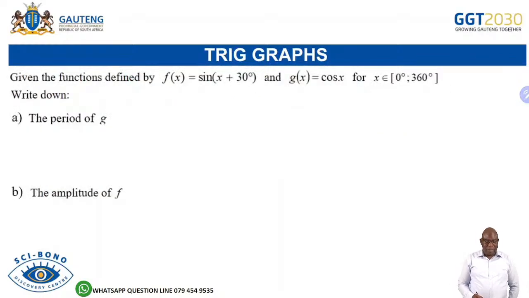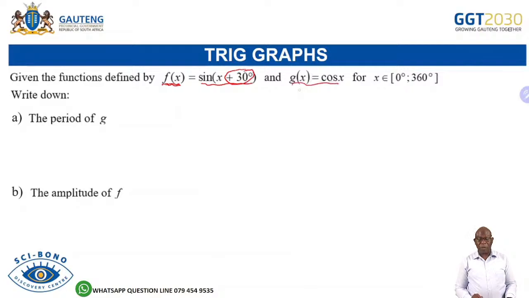Now here are the questions which you need to answer, and that's what I was explaining here. If you look at these two, you are given the two graphs. f of x, the function of x, equals the sine of x plus 30 degrees. So the plus 30 degrees means that we have shifted our graph 30 units to the left. In other words, the original graph has moved 30 units to the left.